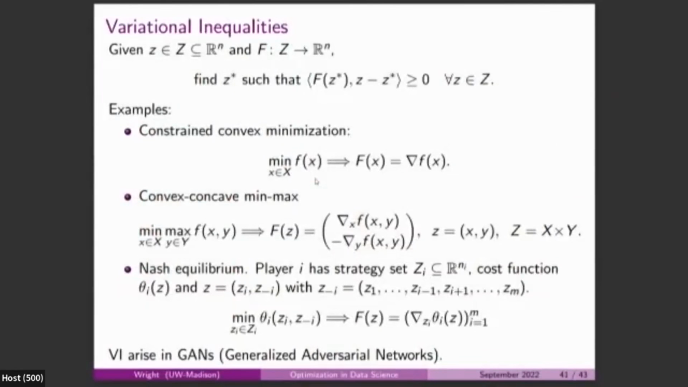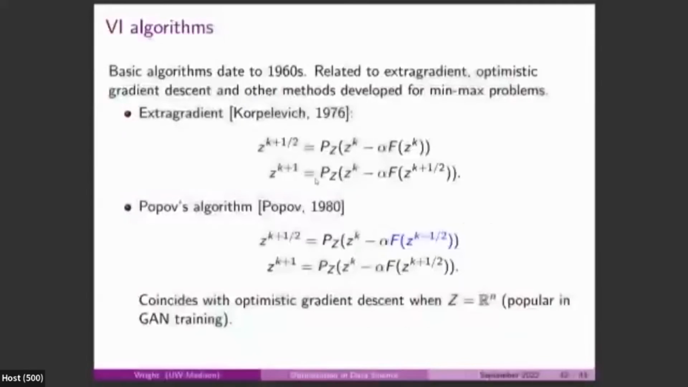You can write down optimality conditions for min-max problems by defining the big function F as the gradient of little f with respect to x and the negative gradient of little f with respect to y. You can also use this to formulate problems in game theory when you're looking for Nash equilibria. And this is where the GANs come in, because the GANs are basically playing games against each other. You can write down optimality conditions as a VI.